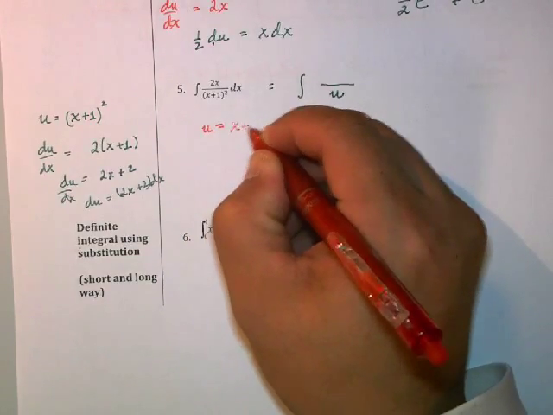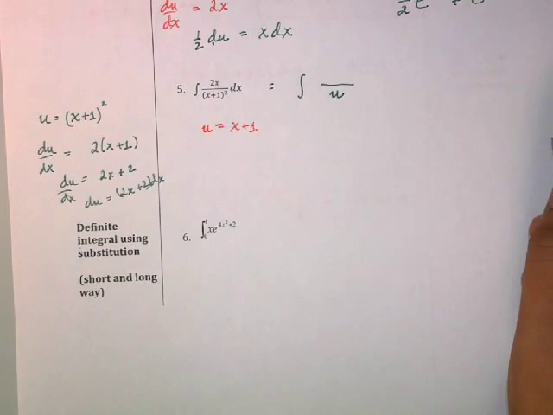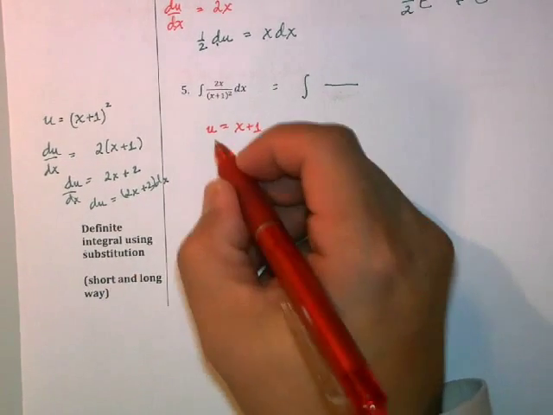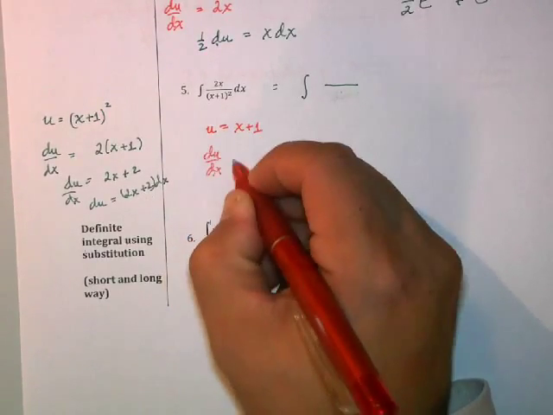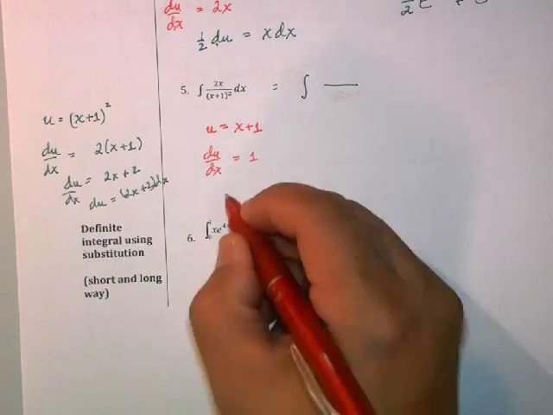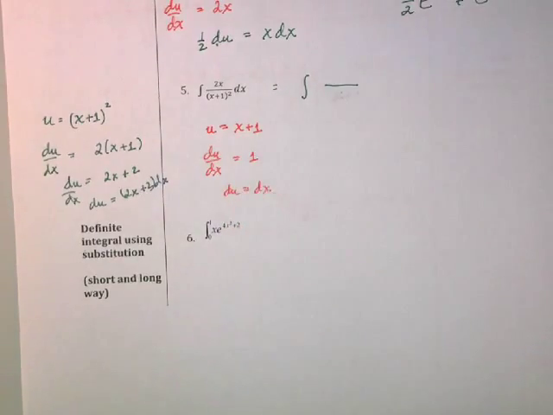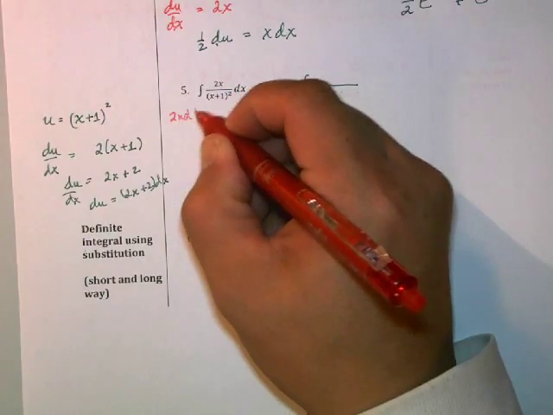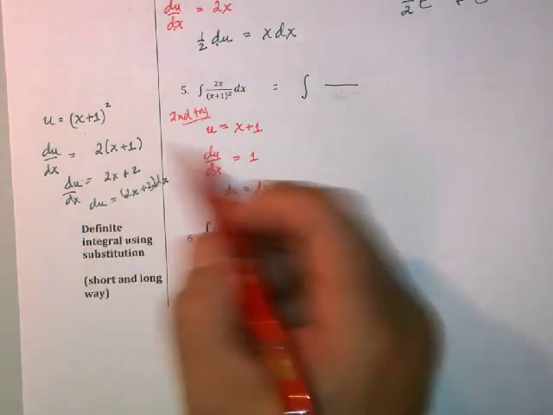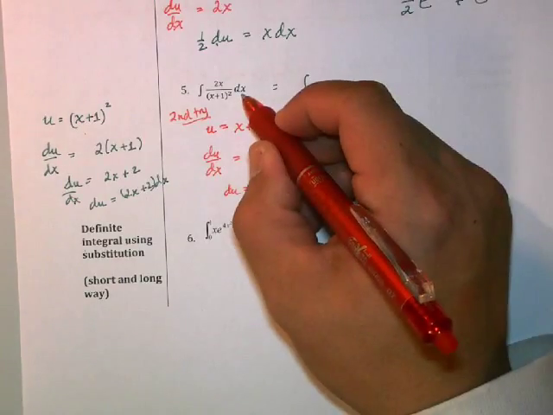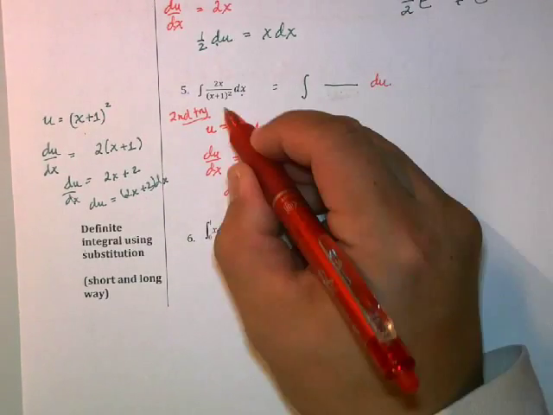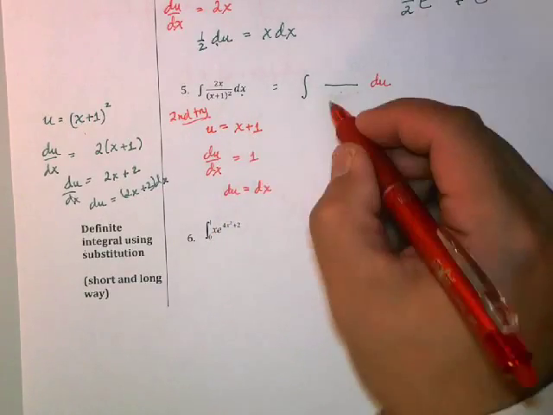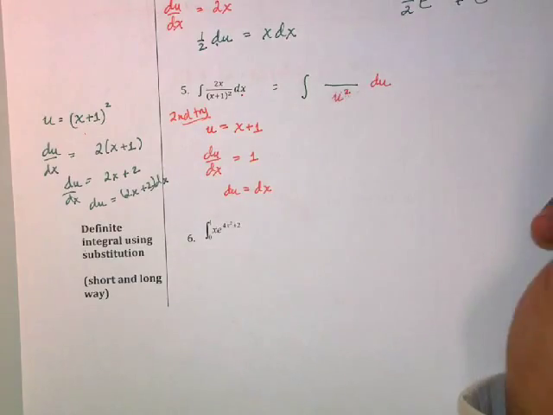We say that u instead is equal to x plus 1. And so I'm going to erase this. And then we take the derivative, and that means du is equal to dx. So this is again a second try. We tried u equal to this, it didn't work, so we'll try something similar to that. So now we can get rid of dx and replace it with du. The denominator is easy to replace again. It's x plus 1 squared, or u squared.